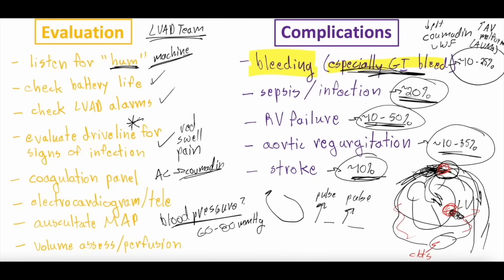So these are some of the big complications: bleeding, sepsis or infection, right ventricular failure, aortic regurgitation, and stroke. Although these patients are higher risk for lots of conditions, just because they're very chronically ill and they have this LVAD, this machine that's literally pumping blood around their body for them.